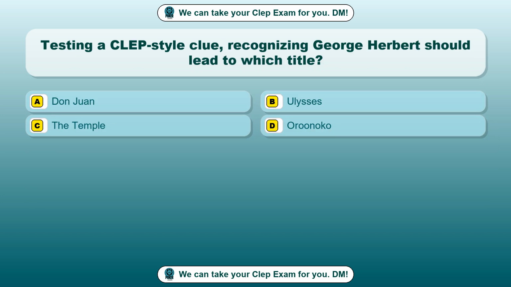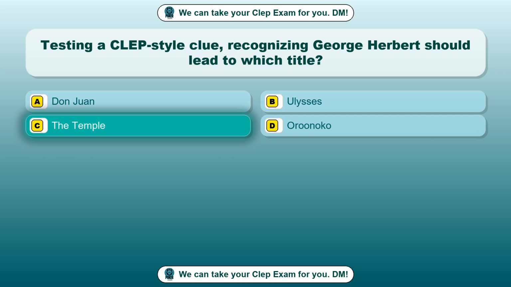Question 100. Testing a CLEP style clue, recognizing George Herbert should lead to which title? Option A. Don Juan. Option B. Ulysses. Option C. The Temple. Option D. Oroonoko. The correct answer is option C.